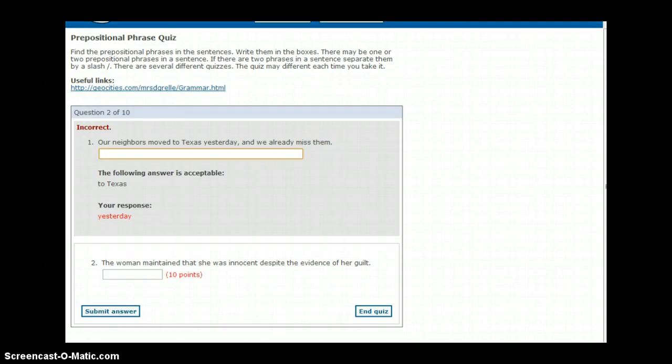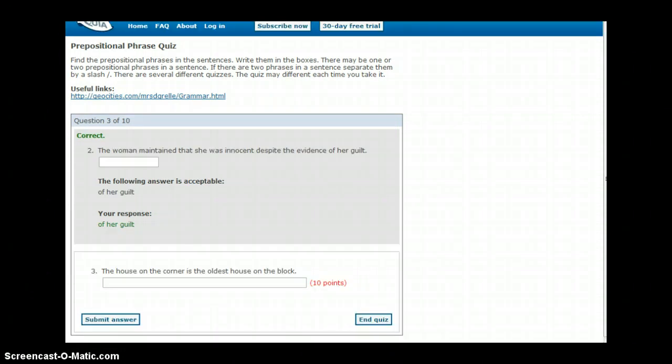Let's try it again. The woman maintained that she was innocent despite the evidence of her guilt. Of her guilt. What are they discussing of her? The woman is the subject, maintained is the verb, that she was innocent is our dependent clause, despite the evidence of what? Of her guilt. That one was correct. The house on the corner is the oldest house on the block. What is the sentence about? The house. Where is the house? On the corner. It is the oldest on the block.